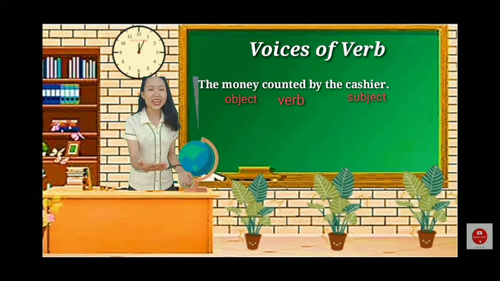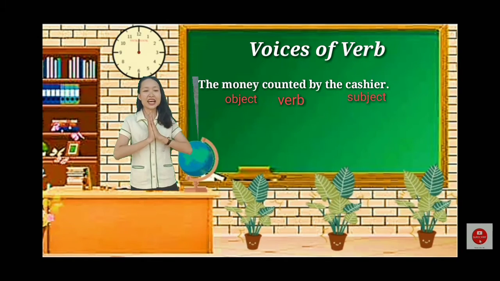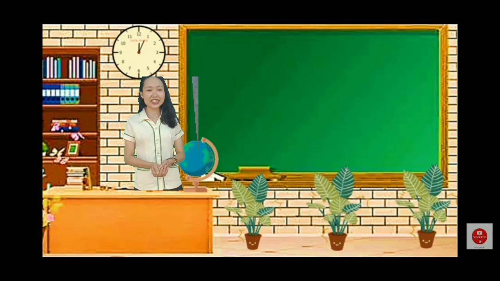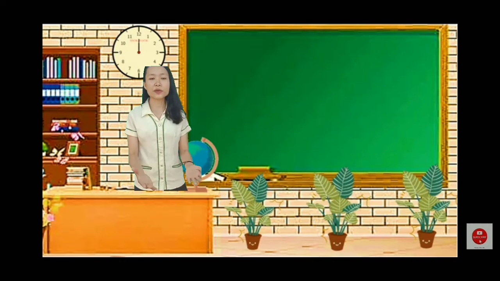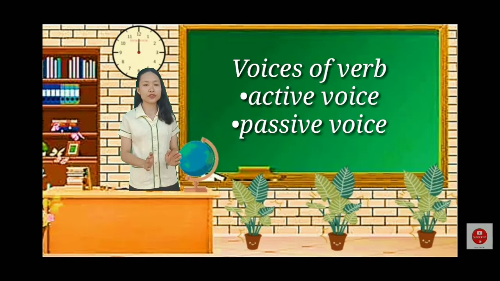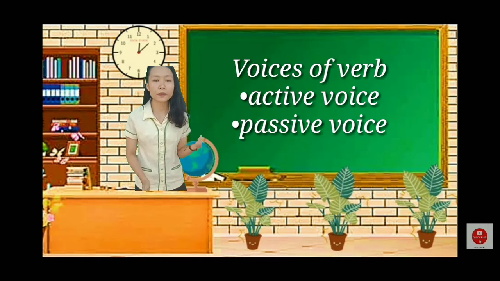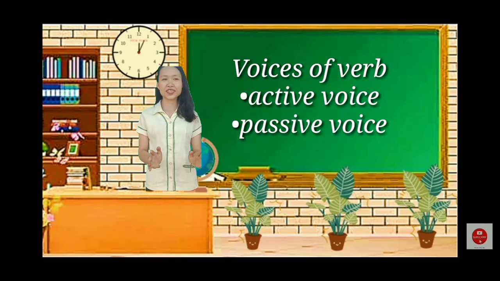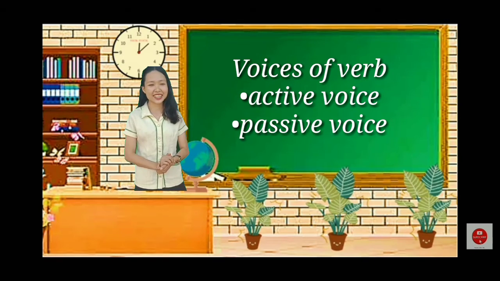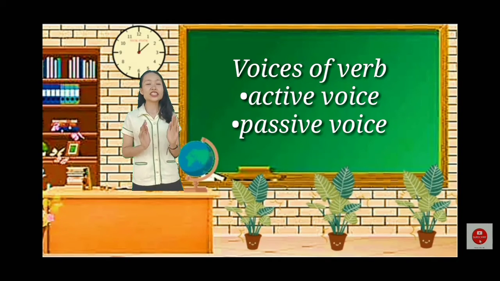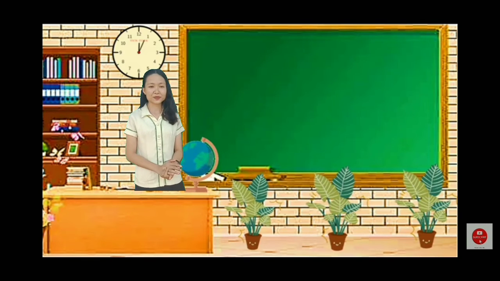Give me another example as well. Excellent. How about the others? Yes, Nicole. Very good. It is easy to understand, right? Now, class, let us remember the two kinds of voices of verb, the active voice and the passive voice. Now, what is the difference between the two? Another hand, please. Okay, yes, Angel. Very good. I think you really understand our lesson today.